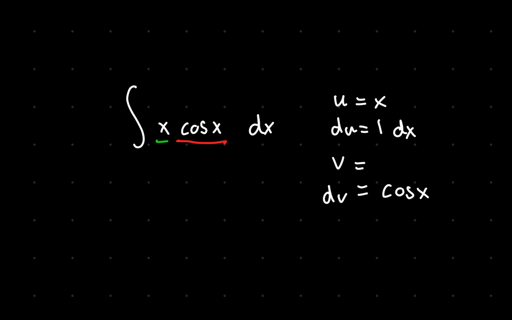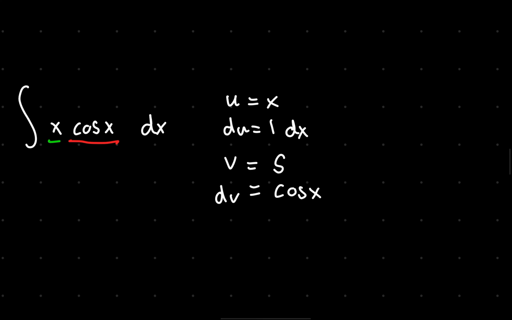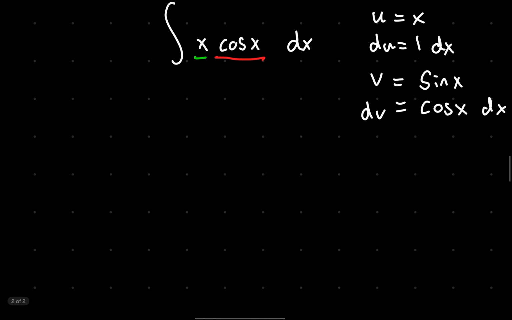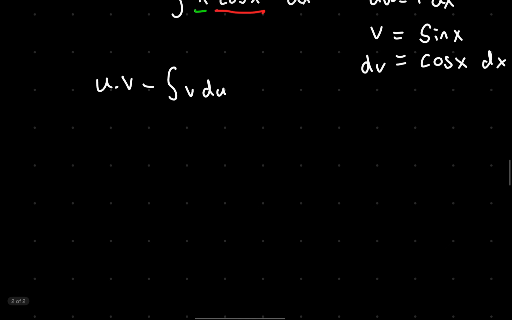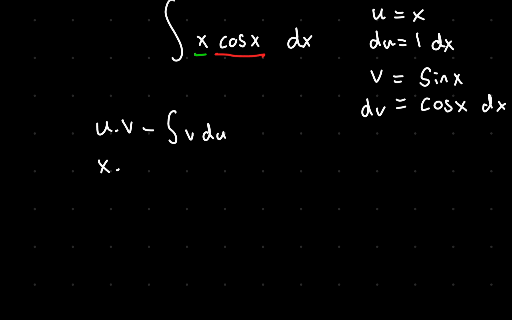And what's cos x integrated? You might go off and do it yourself, or you can just think, what will give me cos x if I differentiate it? And that's obviously sin x. Sorry, don't forget your dx. Okay, now let's plug it into the formula. So we have u times v minus the integral of v du. So let's sub it in. X times sin x minus the integral of sin x dx.